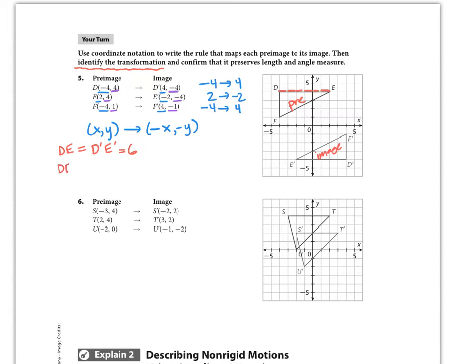The same thing with DF and D prime F prime. That's 3 long this way, and then also 3. So those are both equal. What we don't know for sure is the EF and also E prime F prime. So I'm going to do this one separately. Right, so E is, I'm going to use the distance formula. And if you know how to do this a different way, go ahead and do it that way.